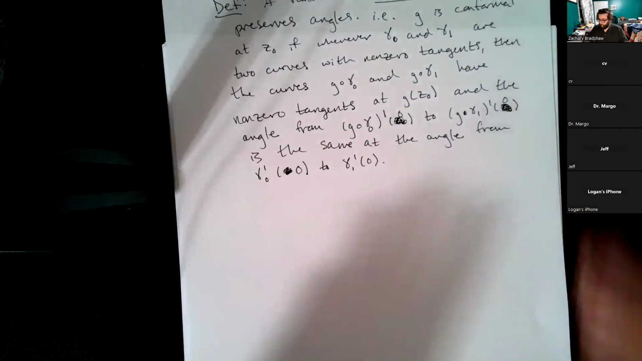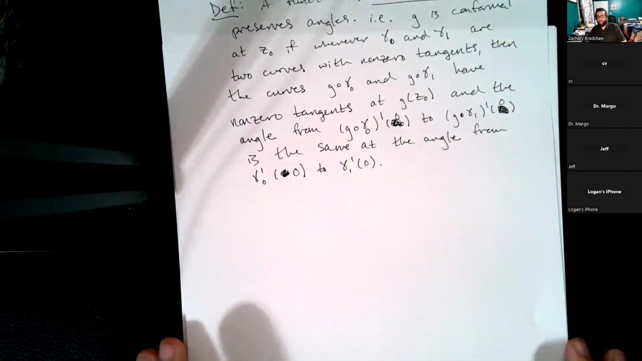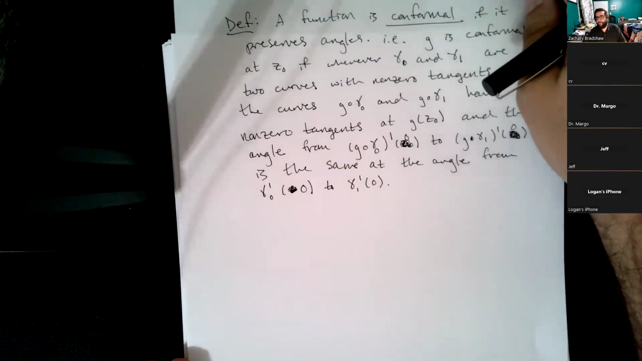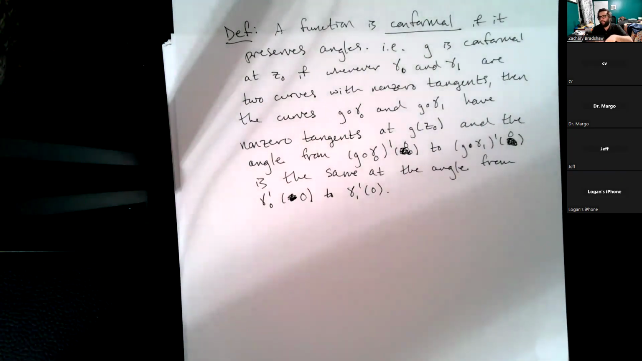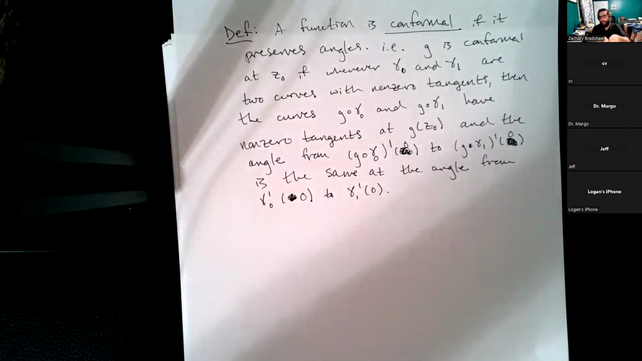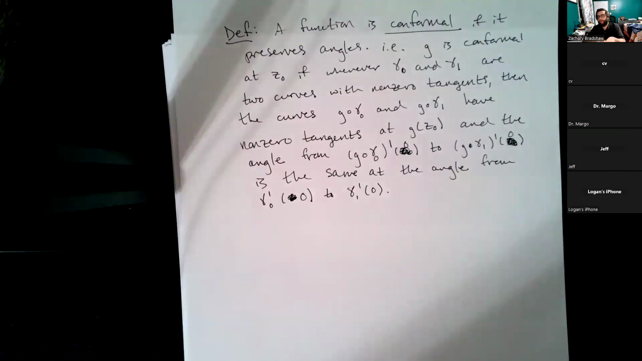Okay, so what is the conformal map? Well, it's defined locally at a point z0. We say that a function is conformal if, when you take the tangent vectors to two curves before mapping the curves over, and then after mapping the curves over, you get the same angle between these tangent vectors.